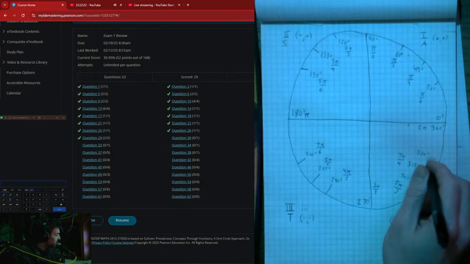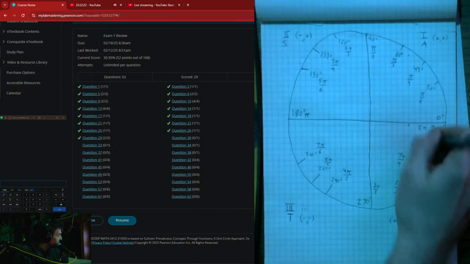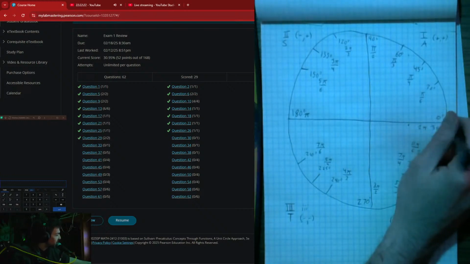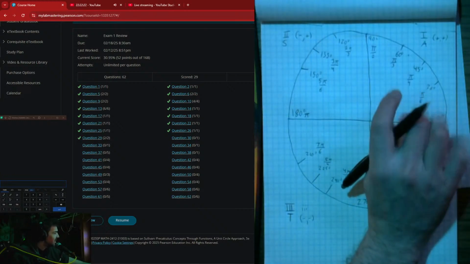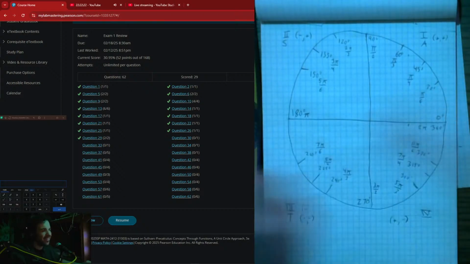11 pi over 6 is 330 degrees. And 12 pi over 6 is 2 pi. So that's two thirds of the way. Easy. Way easier than yesterday, you know. Now it's fresh on the mind, right?